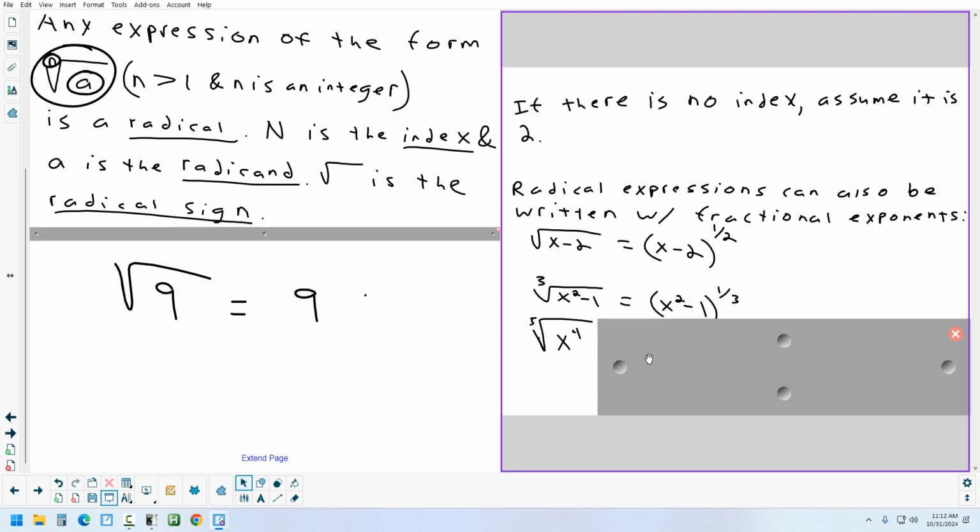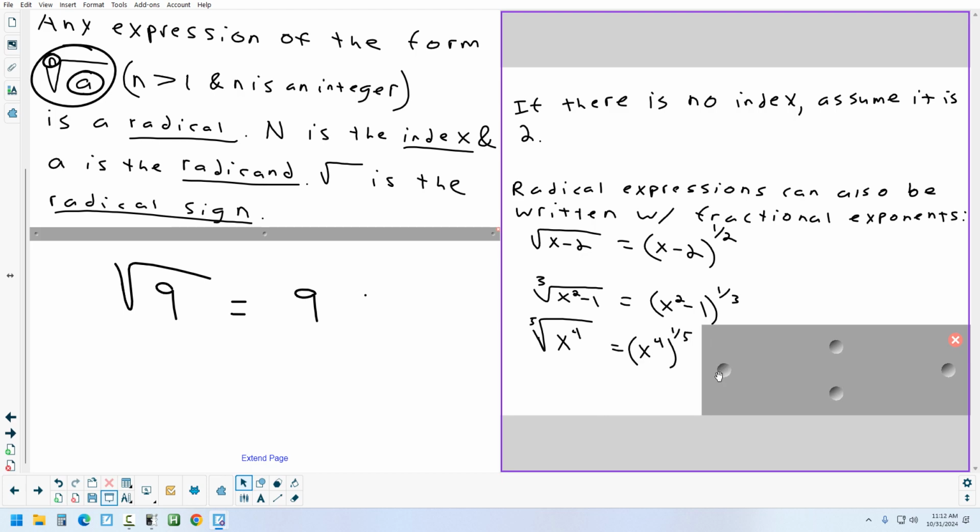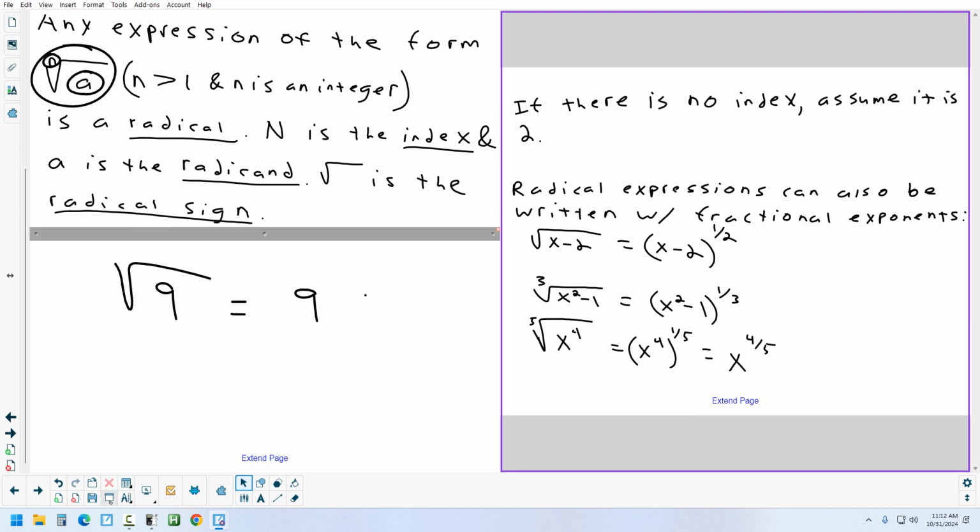So how would I rewrite the 5th root of x to the 4th? X to the 4/5 power. Can you break that down one step at a time for me? Just get rid of that 5th root and keep everything else the same. So x to the 4th, to the 1/5. And then when you have a power to a power, you multiply. That's a reason why you might want to do this, because it lets you simplify your expression.